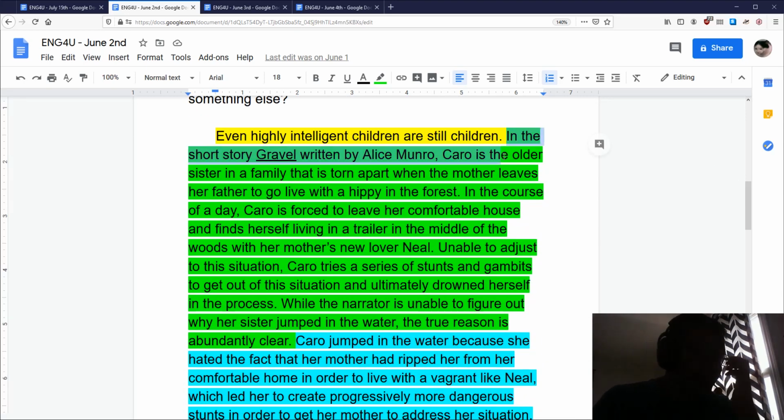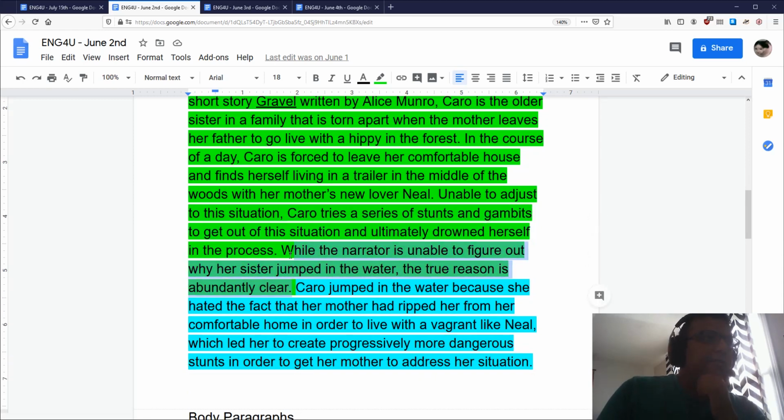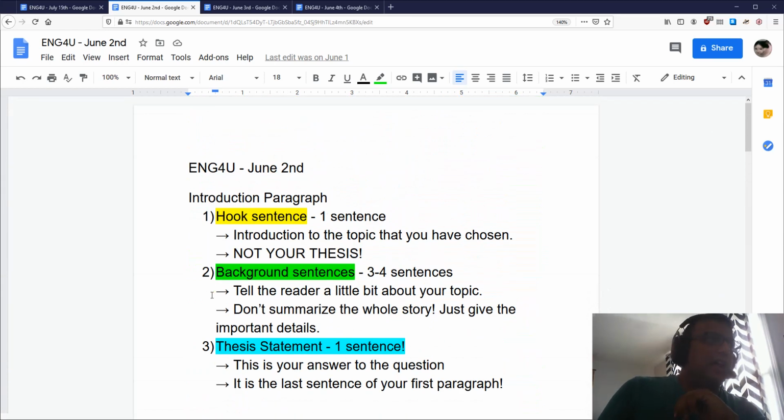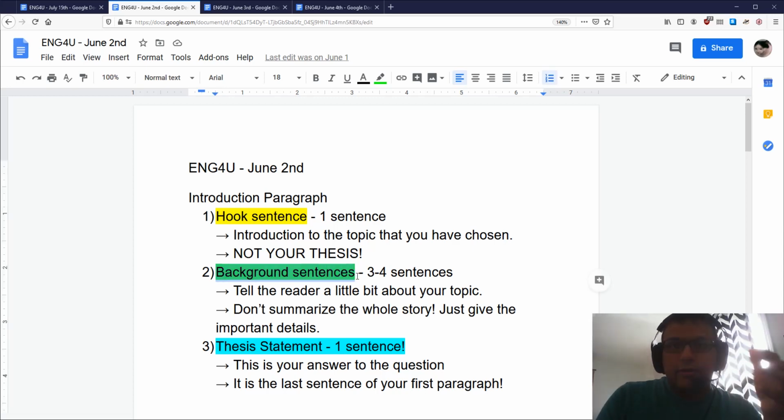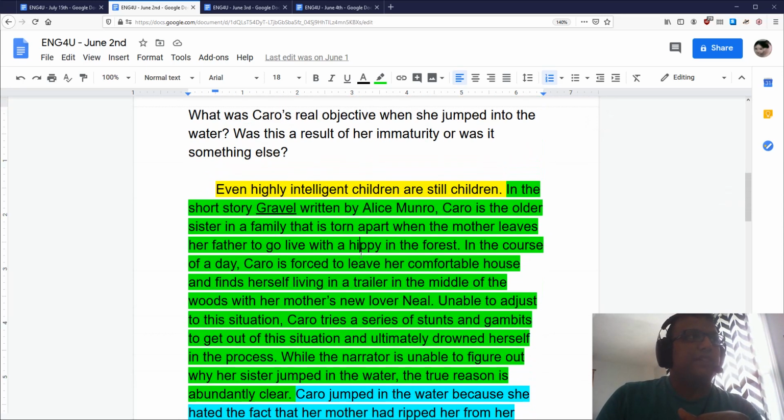So let's see what I wrote here. In the short story Gravel, written by Alice Munro, Caro is the older sister in a family that is torn apart when the mother leaves her father to go live with a hippie in the forest. In the course of a day, Caro is forced to leave her comfortable house and finds herself living in a trailer in the middle of the woods with her mother's new lover, Neil. Unable to adjust to the situation, Caro tries a series of stunts and gambits to get out of the situation and ultimately drowned herself in the process. While the narrator is unable to figure out why her sister jumped in the water, the true reason is abundantly clear. So, the background sentences are just giving the reader a little bit of information about the topic. Don't summarize the story, just give the important details.